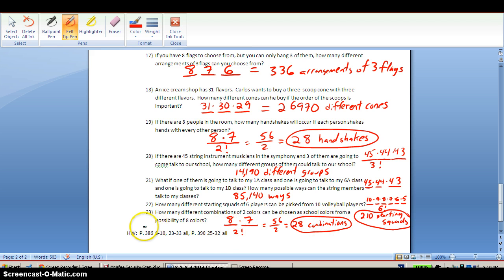So here's the homework at the bottom. And I want you to make sure that you have those problems done before our next class.